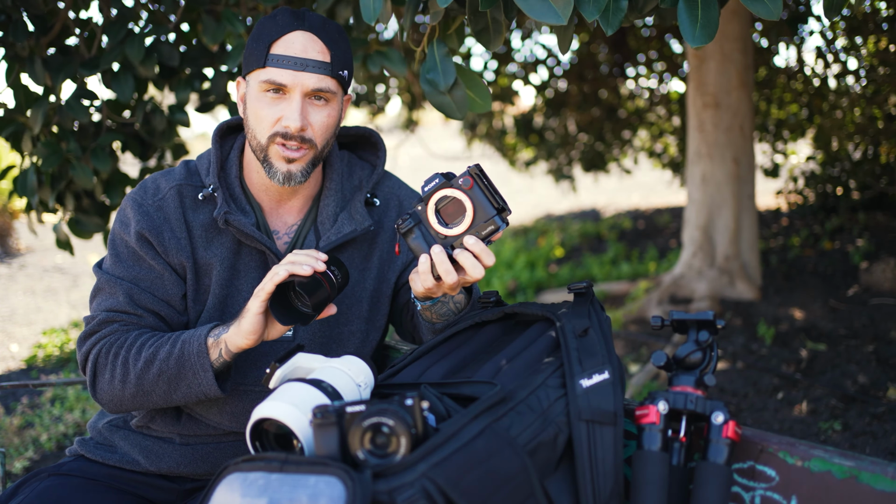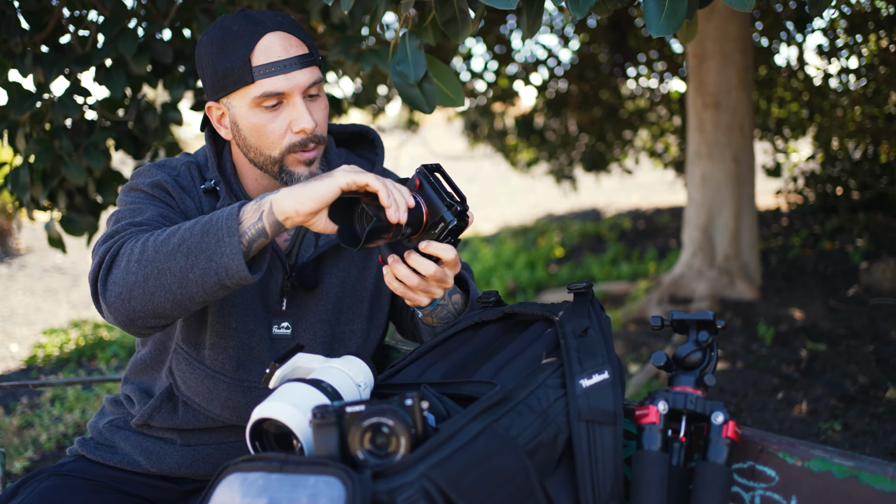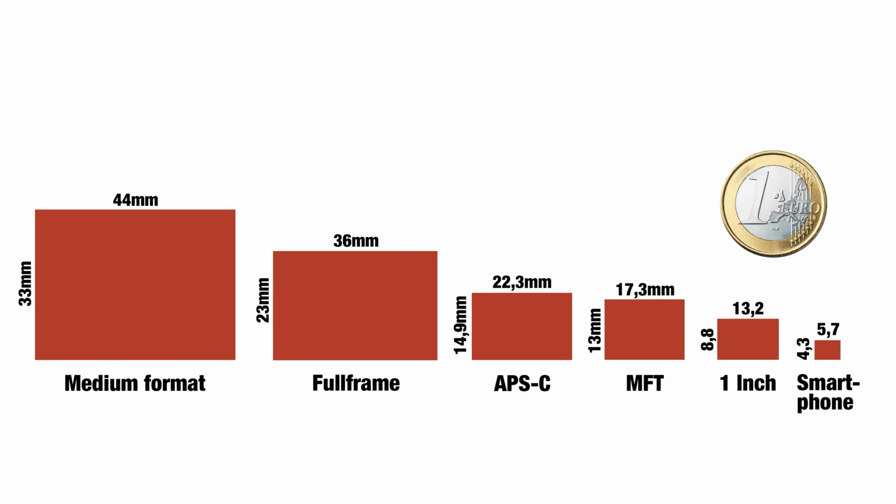This here is a full-frame camera. It looks like this, so much bigger, and I will show you a little graphic while I'm talking where you see different sensor sizes next to each other. Full frame, APS-C, micro four thirds, and then also a smartphone and a coin next to it, so that you just see how different the sensor sizes are.